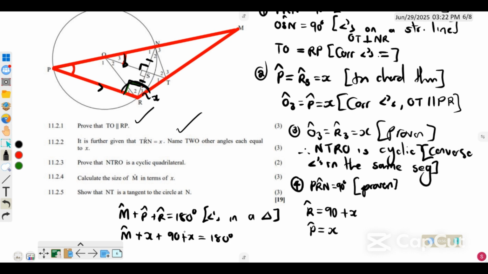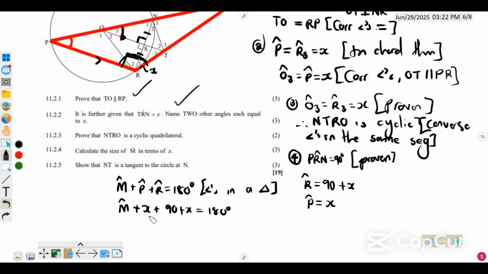Oh, this is plus X. It's not minus X, which means M is going to be 180 minus the 90 from that side, X plus X, which is 2X, minus 2X. 180 minus 90 is 90, so that's 90 minus 2X. So this is equal to 90 degrees minus 2X.